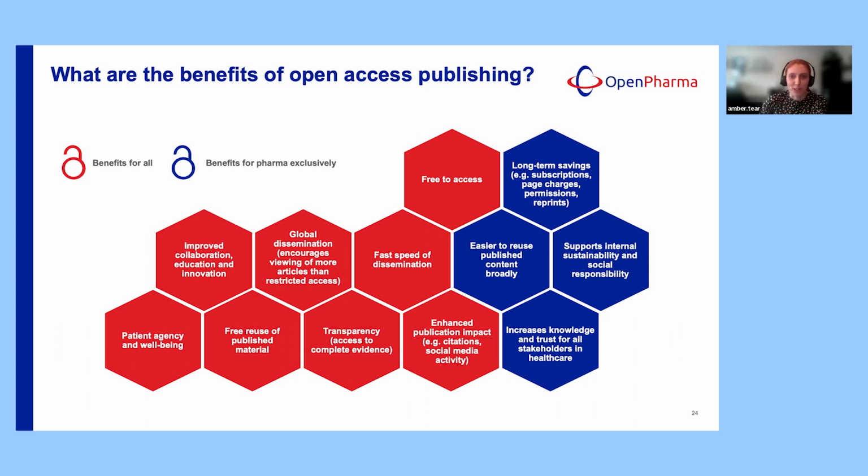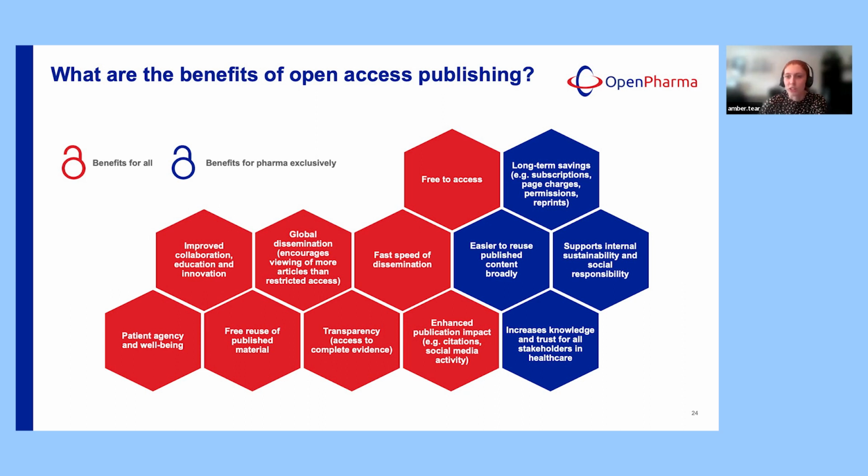So yep, as Tim's mentioned briefly, the benefits of open access are quite far-reaching, and they do impact a diverse range of stakeholders. Broadly, open access publishing allows barrier-free access to scientific research, and this can have implications for patient agency and well-being, as well as research collaboration, education, and innovation. Open access publications also enable access to complete research evidence, encouraging transparency and reducing the risk of replication crises. Open access publications also tend to be more rapidly and broadly disseminated, and they have a greater impact on the research environment than non-open access publications, and I'm about to show you some data on that as well.